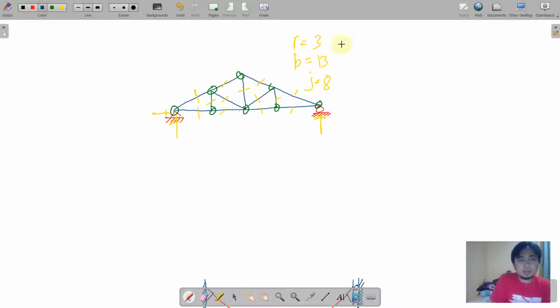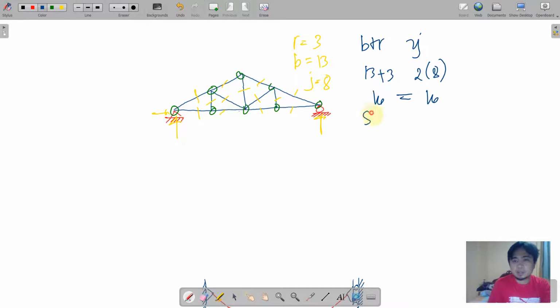So we're going to apply the criteria for truss. b plus r is compared to 2j. So 13 plus 3, 2 times 8. So this will yield 16, and 16 is equal to 16. Therefore, this is statically determinate.